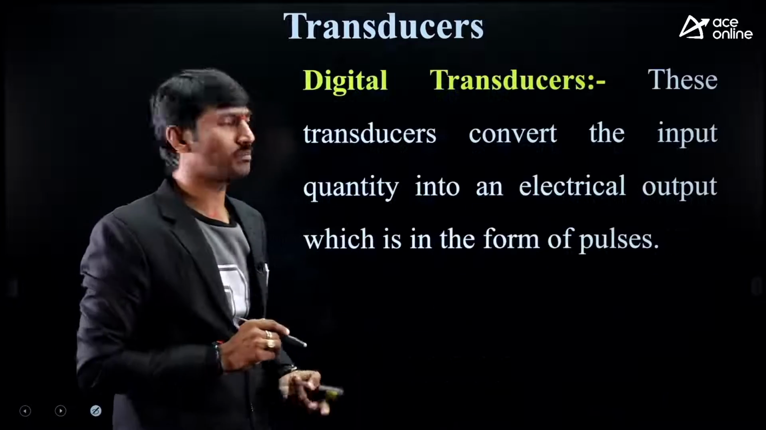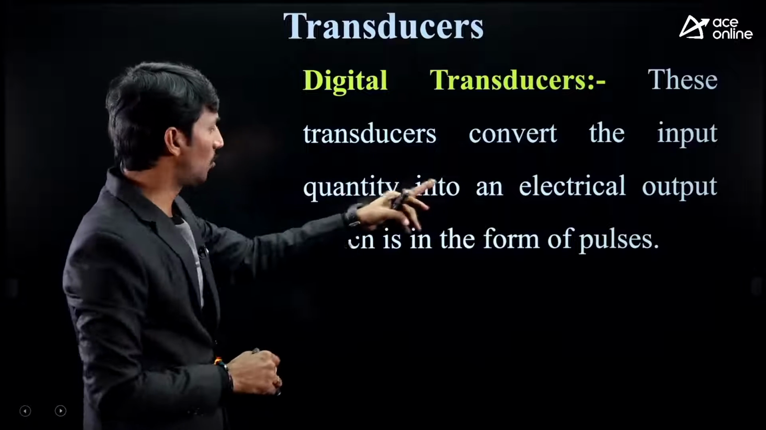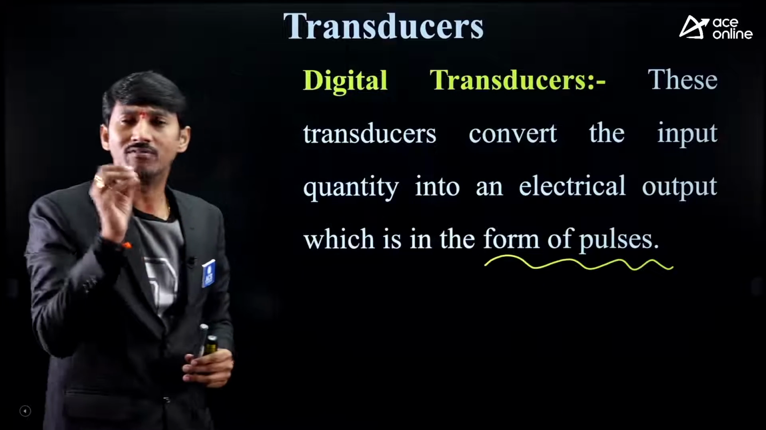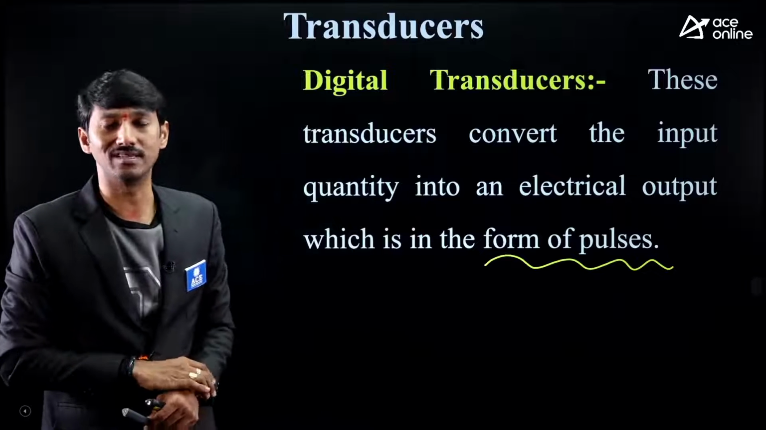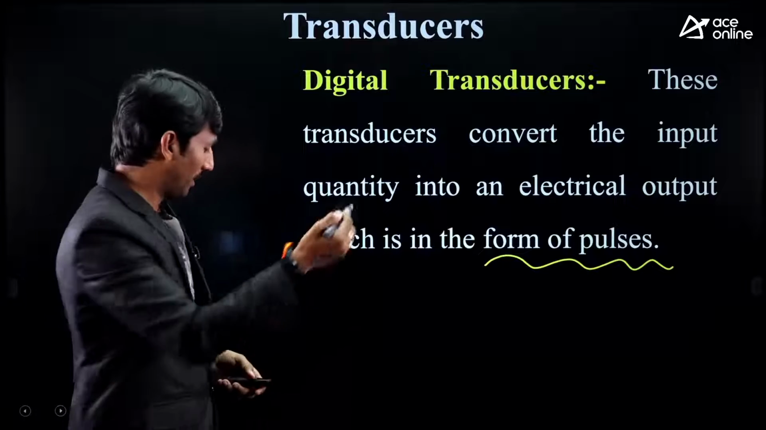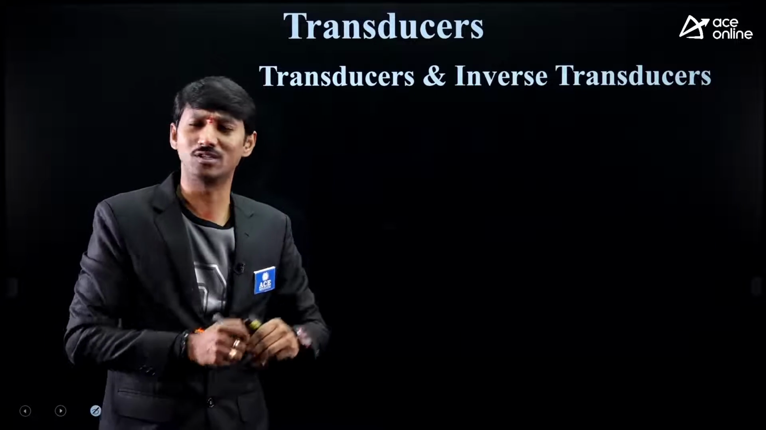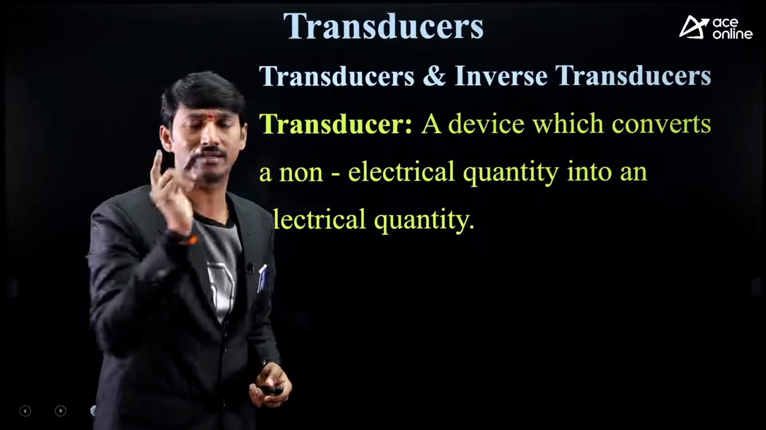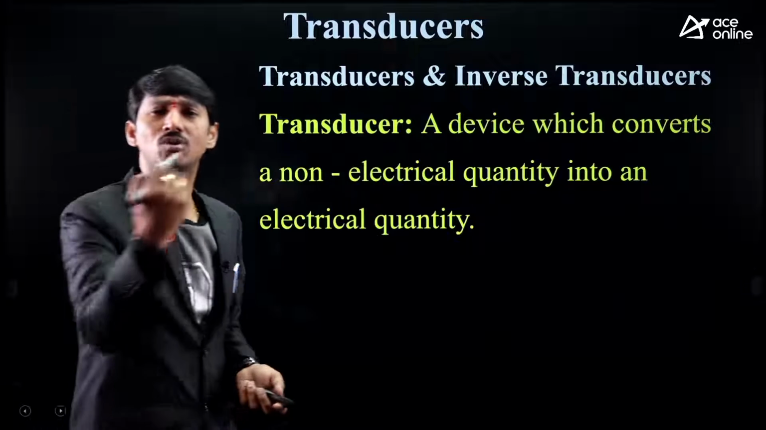Now, digital means very simple. These convert the input quantity into an electrical output in the form of pulses. Whatever transducer gives the output in the form of pulses is simply called a digital transducer. Now, the last one here is transducer and inverse transducer. This is very, very simple. A transducer converts non-electrical to electrical, and an inverse transducer converts electrical to non-electrical, exactly reverse.